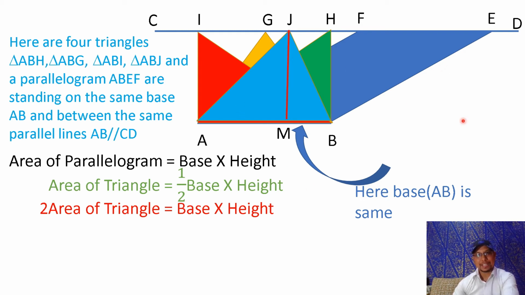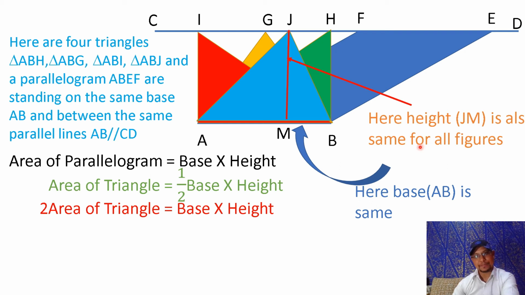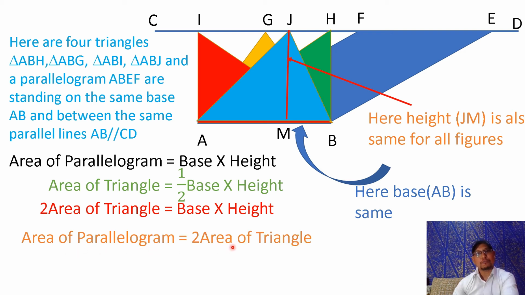And JM, this JM is the height for all these figures once again. Here height JM is also the same for all the figures. As I have already explained in my previous lecture, these lines are parallel, so the height is the same for all the figures. So from here, what can we say? Area of parallelogram equals 2 times area of triangle.